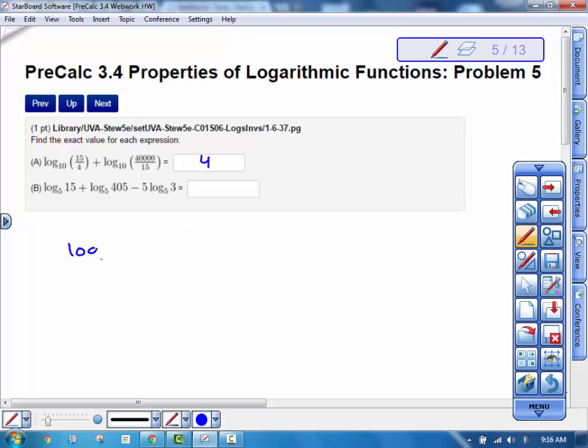Next one, same thing. Use log properties to simplify this. So first of all, the sum of two logs, if they have the same base, you can make them the log of the product. So I'll make that log base 5 of 15 times 405. And then I'll bring this 5 up right here. Get rid of it from there. And then when you're subtracting, you can make that a quotient. So now I'll make that the quotient divided by 3 to the 5th.